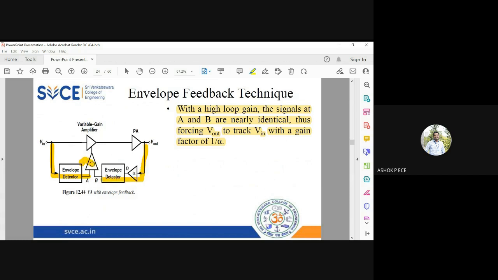Ultimately, both are being compared. So if the comparison is subtraction, if A and B are same, then A minus B is 0, so nothing will go to the amplifier. If A and B difference is having some value, that will drive your amplifier.